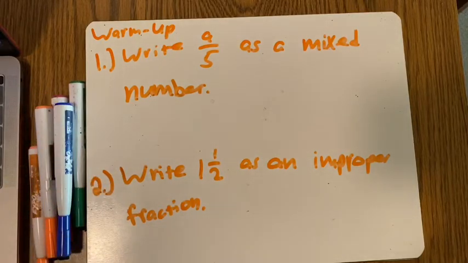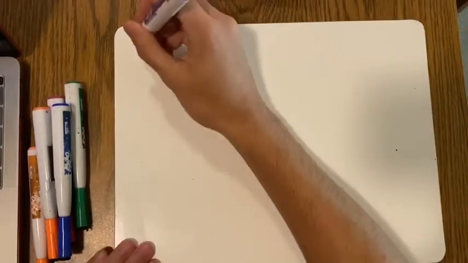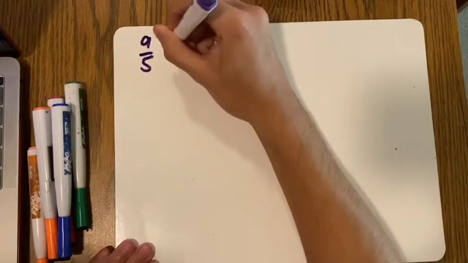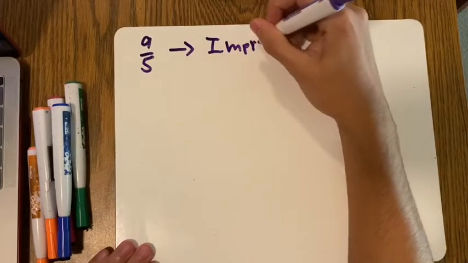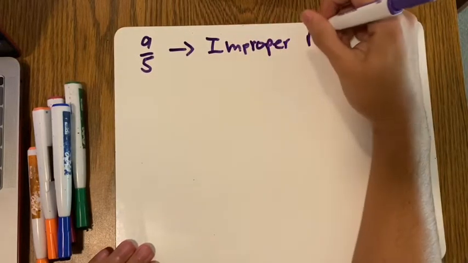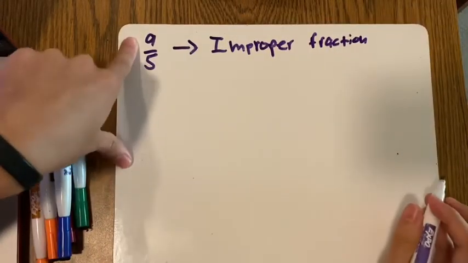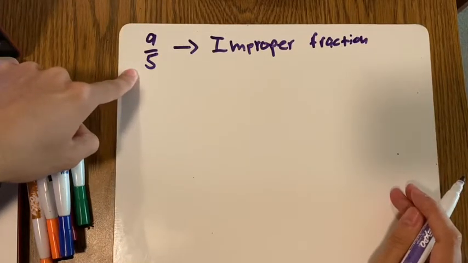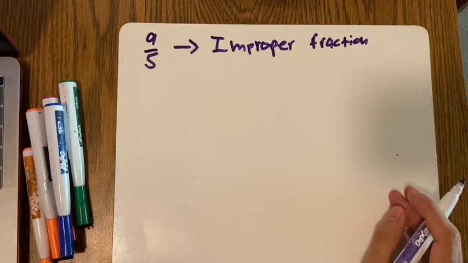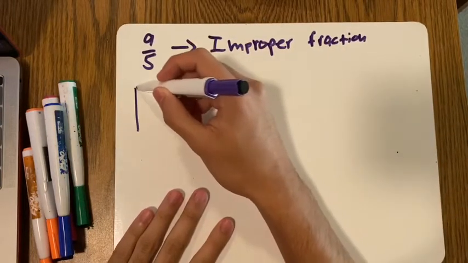Okay, so remember, we talked about these types of fractions a little while ago. So first off, we have 9/5. 9/5 is what we call an improper fraction. Now, why is it improper? Because our numerator, our top number, is greater than our denominator, our 5, okay? So our job is to make sure that we have a mixed number.